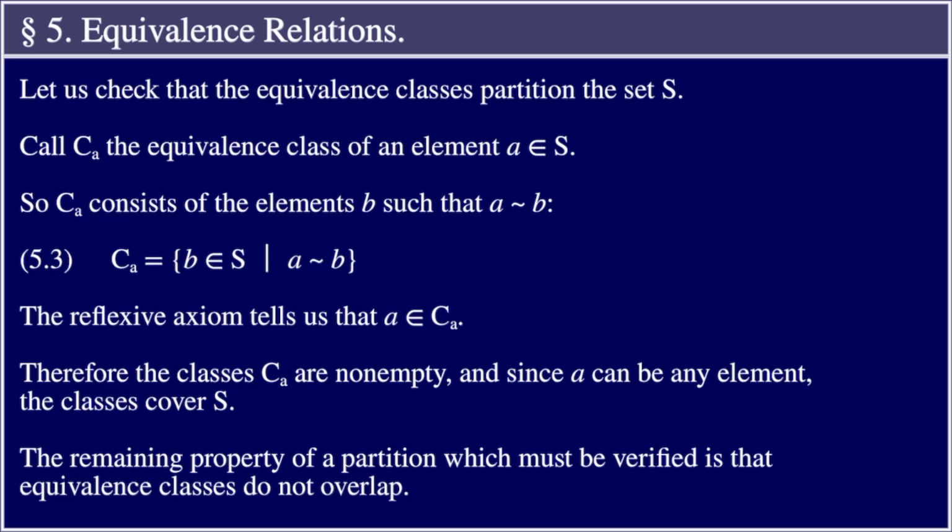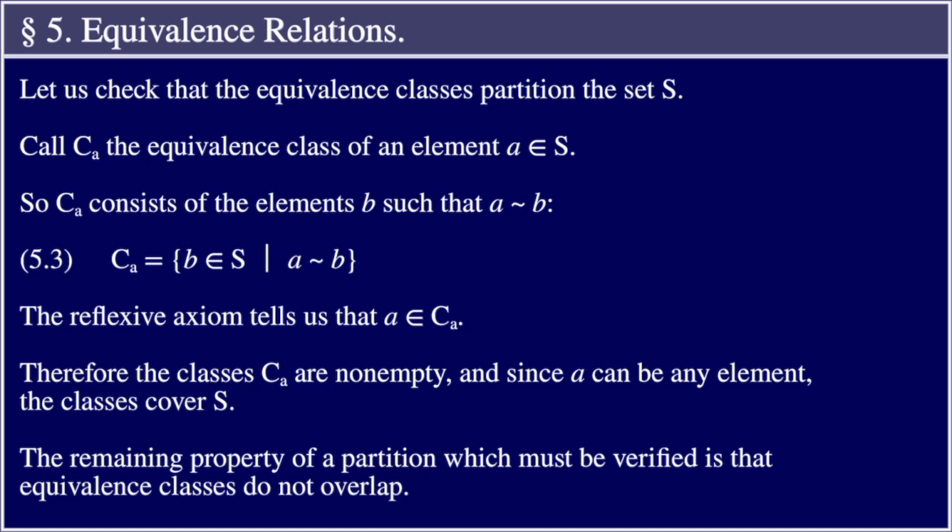Let us check that the equivalence classes partition the set S. Call C_a the equivalence class of an element a in S. So C_a consists of the elements b such that a ~ b. 5.3. C_a = {b in S such that a ~ b}. The reflexive axiom tells us that a is a member of C_a. Therefore, the classes C_a are not empty. And since a can be any element, the classes cover S.